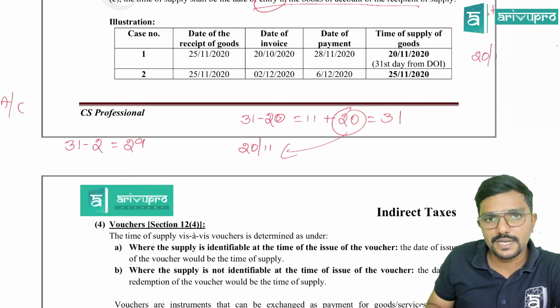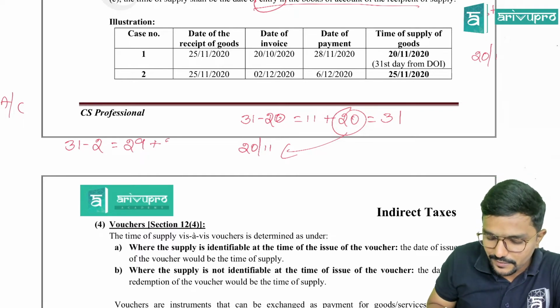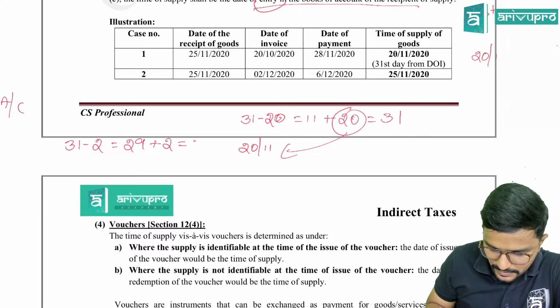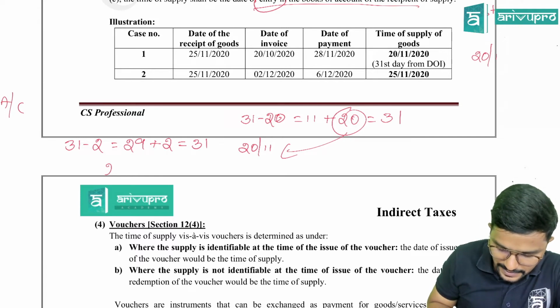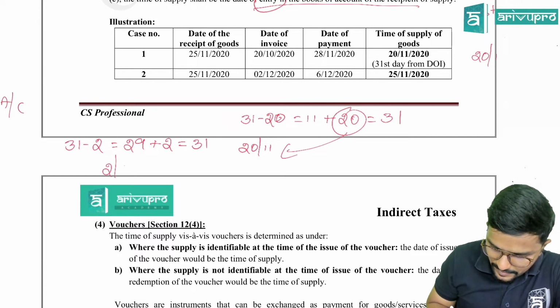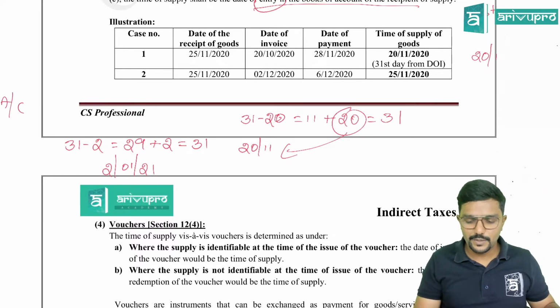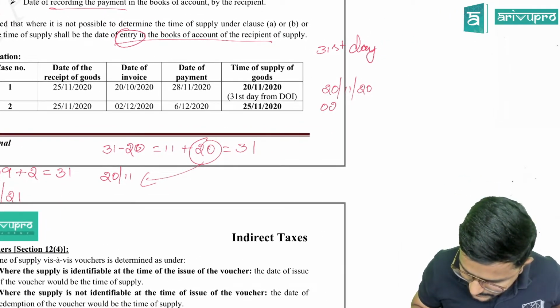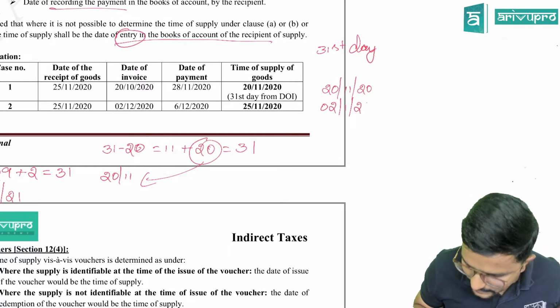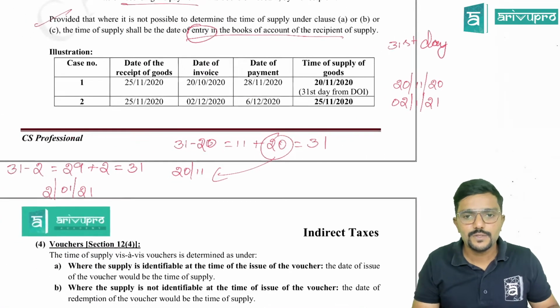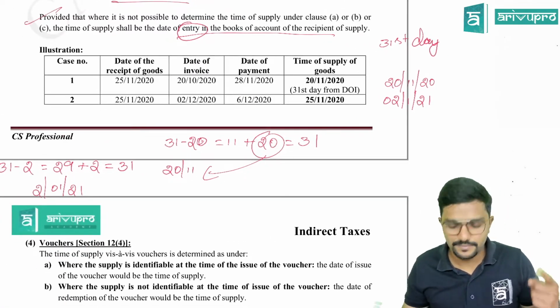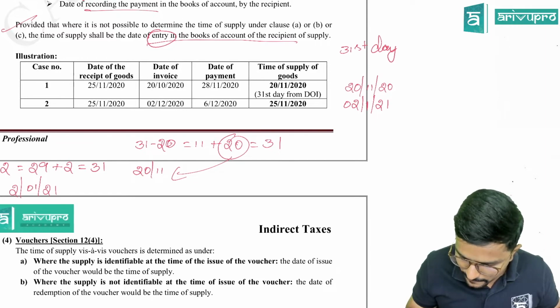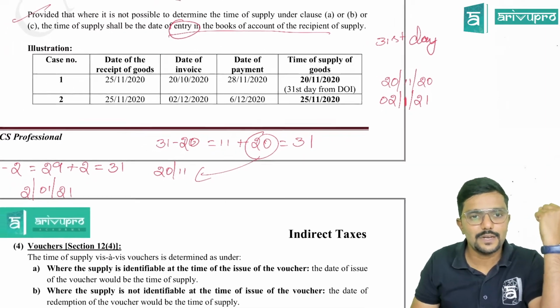How many days do you still require to reach 31? 2 more days. Agree? So it is 2nd January, 2nd January 21. So 2nd January 21 is the 31st day.